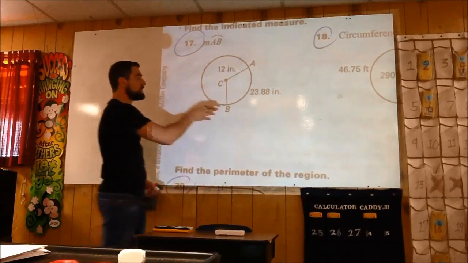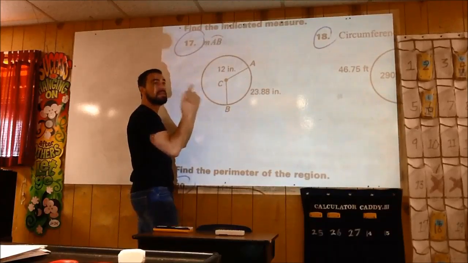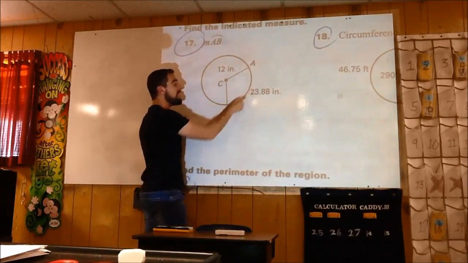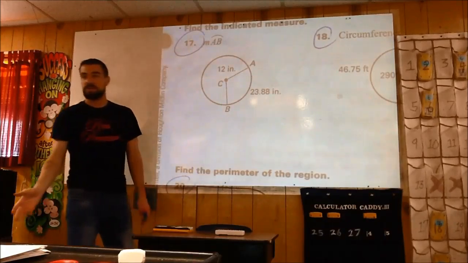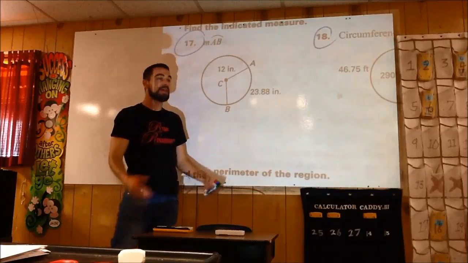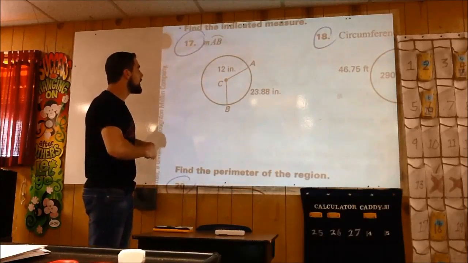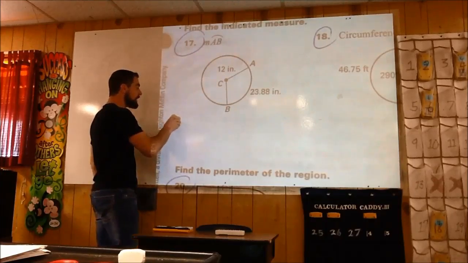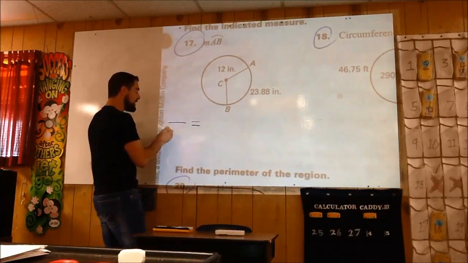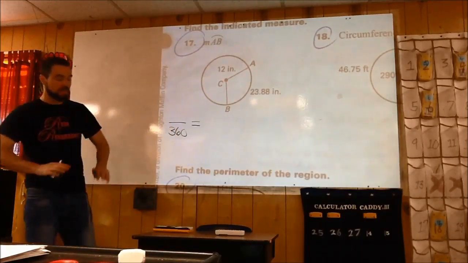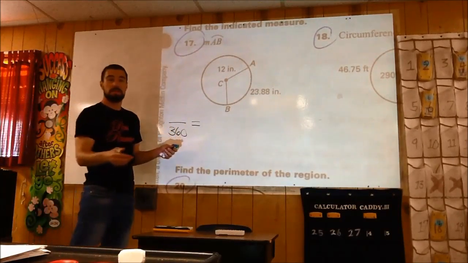Okay, so yes, 23.88 is representing the length of arc AB. And as always on a quiz or test, ask. Don't just guess or assume. Ask. Okay, here we go. Part over whole equals part over whole. This will always be there. 360 degrees is always going to be there because that's not going to change.